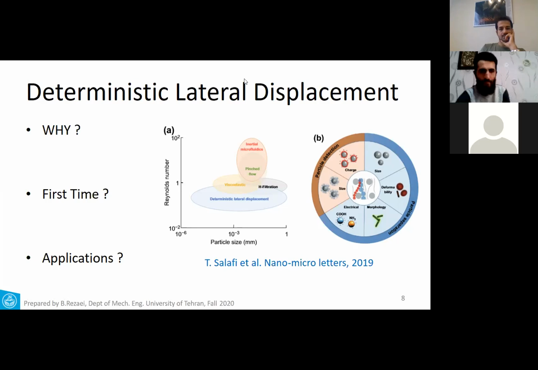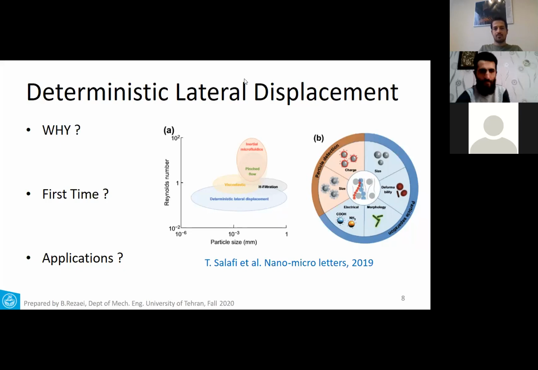And what are the applications? In the right picture in this slide, you can see there are two main applications: particle separation and particle detection. Particle detection is much newer; the reports of particle detection are just from articles from 2016 and after. But particle separation has been widely done by DLD since 2004.